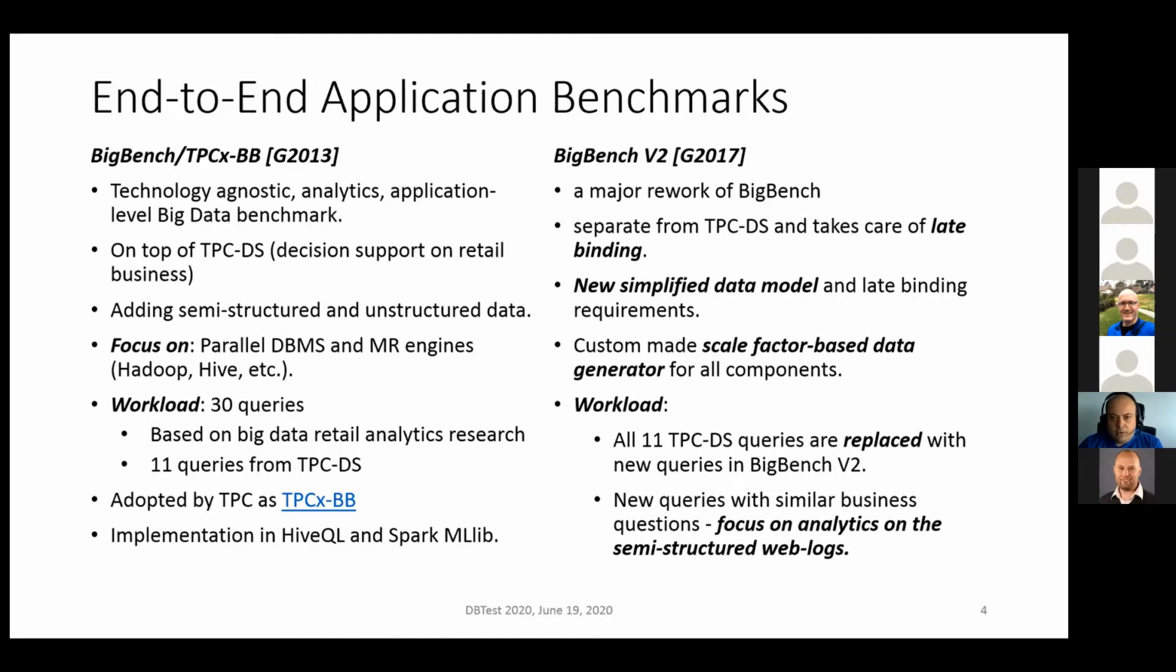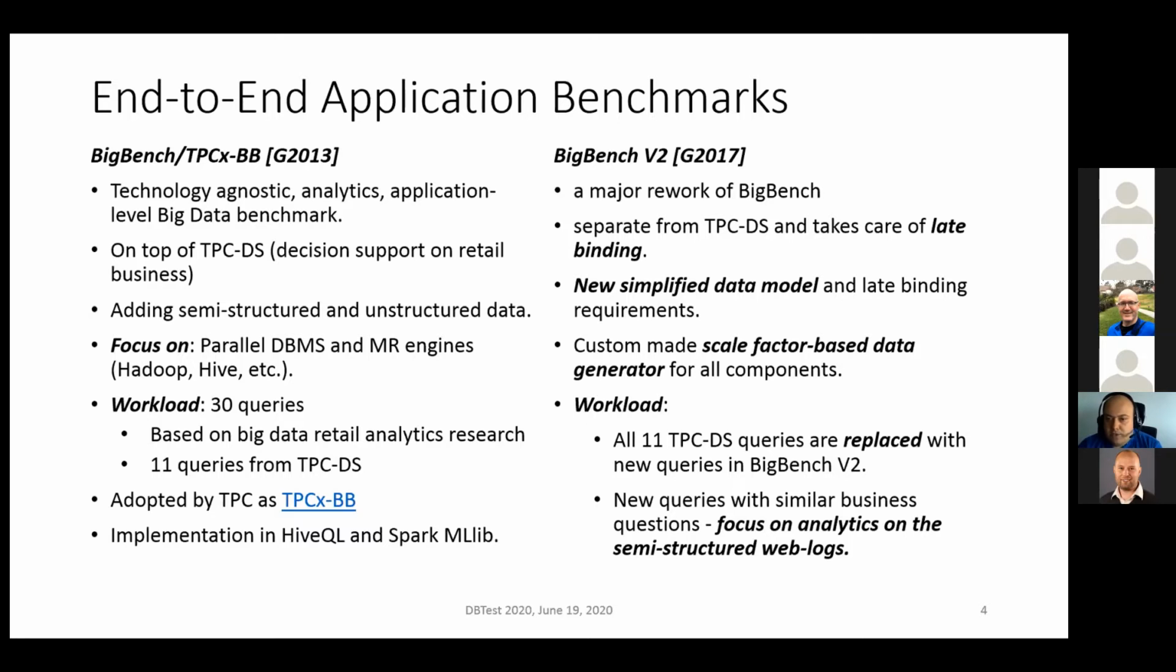Later, in 2017, we proposed BigBench V2, which addresses the shortcomings of BigBench. It was in general quite a big rework of the existing BigBench, where we suggested removing all the TPC-DS components, starting from the schema and the queries also. Then we reintroduced a new concept of late binding, which was based on the new implementation of the semi-structured data in the form of clicks, in the form of JSON log files.